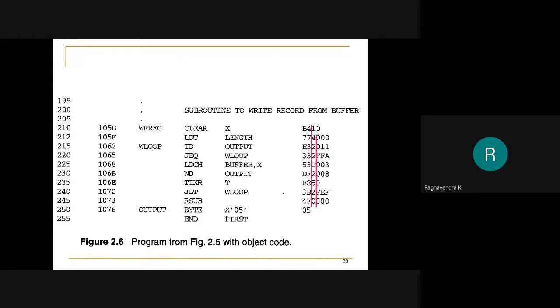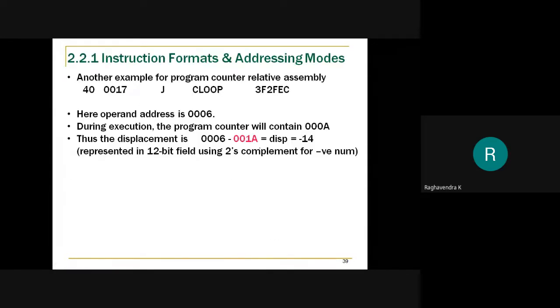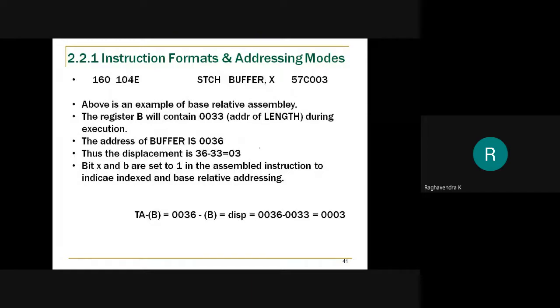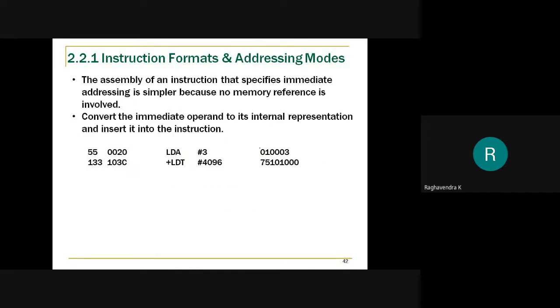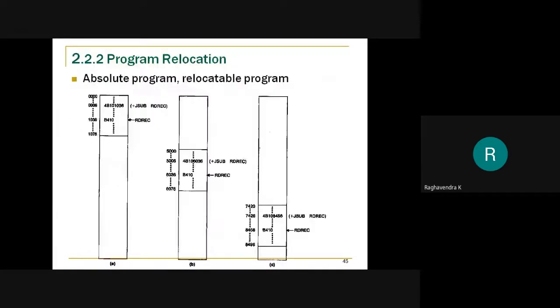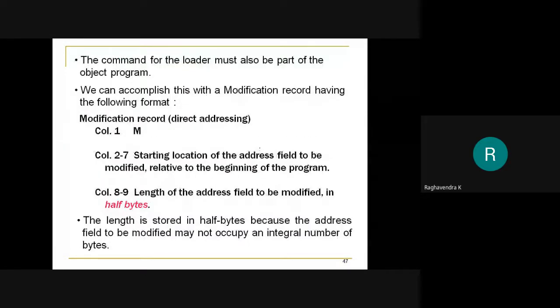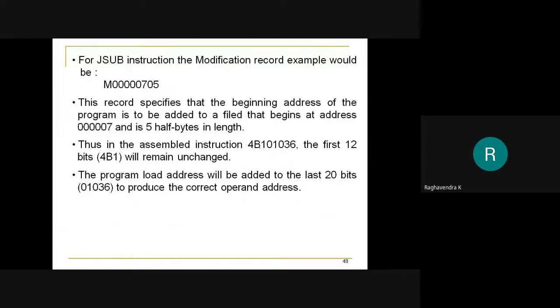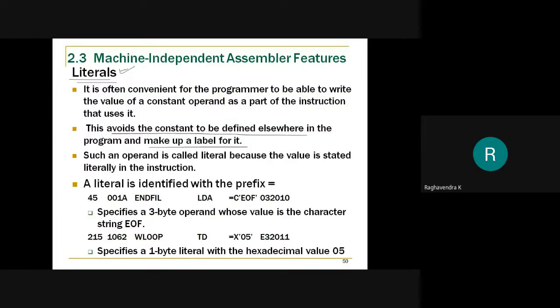Observe here also, output byte X'05'. We are giving the value, so this is a constant. Whatever has been defined using BYTE or WORD, all of those are nothing but constants, and they have been used somewhere in an instruction. What a literal does is help you define the operand in the instruction itself. You don't have to make a label for it. The assembler is going to create a label automatically for it.